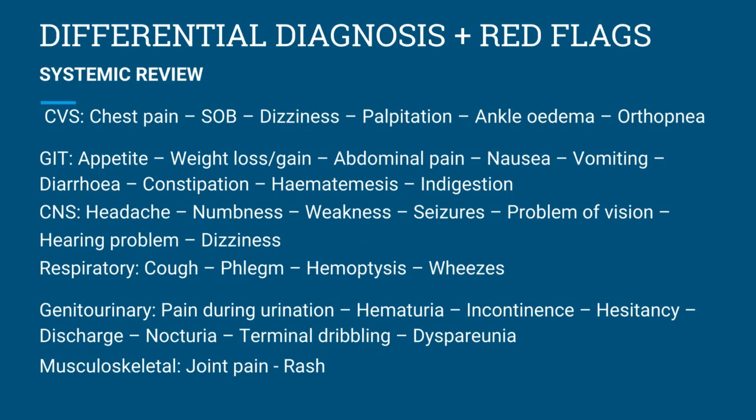All right, so once we're done with the history of the presenting complaint or the presenting symptom, let's move on to the differentials. Now, the differentials are, of course, going to vary according to every symptom. For example, in case of red eye, it could be conjunctivitis, it could be glaucoma, it could be scleritis, it could be subconjunctival hemorrhage, anything at all. It could be giant cell arteritis.